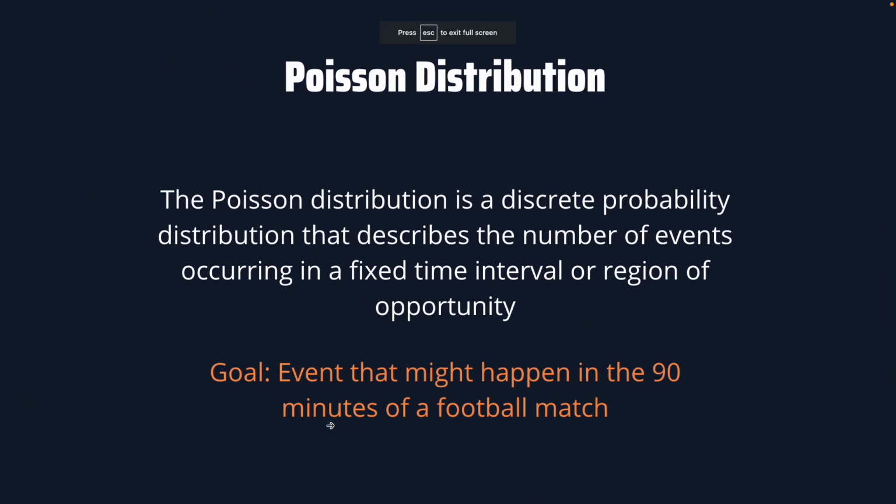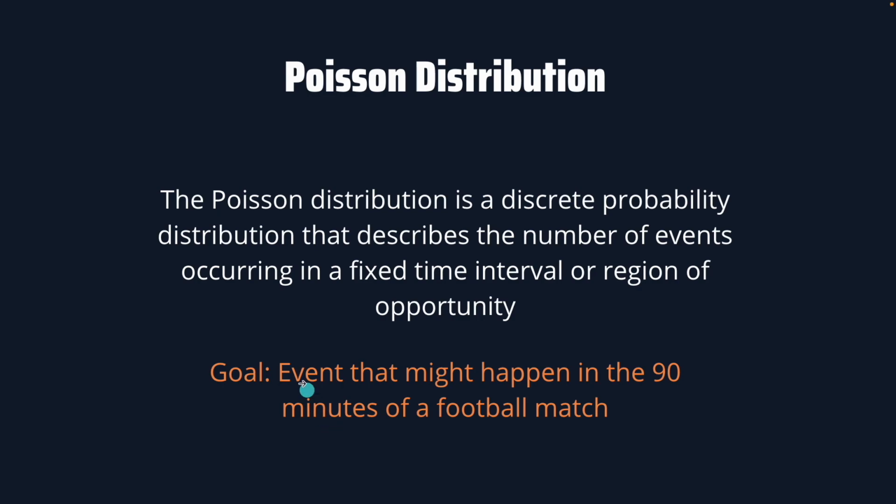So here's the Poisson distribution, and the Poisson distribution is a discrete probability distribution that describes the number of events occurring in a fixed time interval or region of opportunity. And if we apply this to football, we can consider a goal as an event that might happen in the 90 minutes of a football match. We can have one goal, no goals, or 3 or more goals. And that's our event.